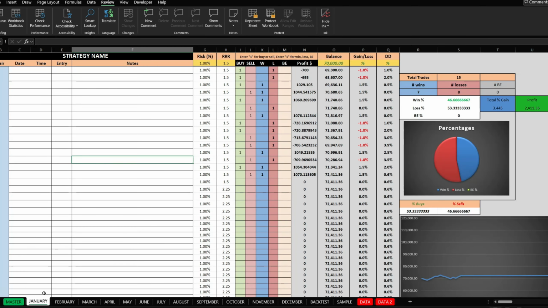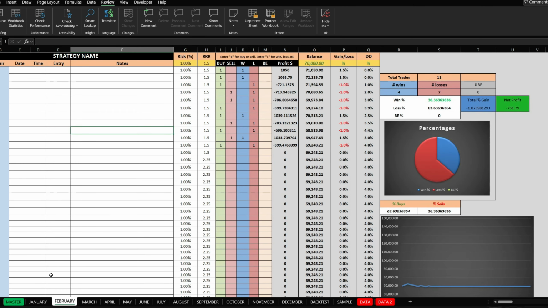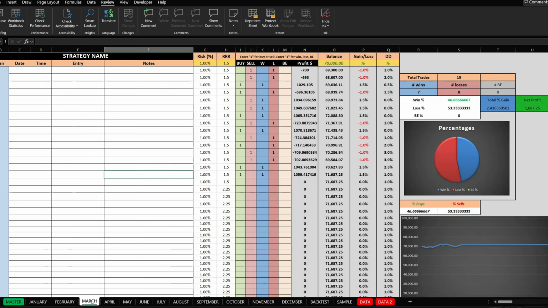Let's look at month by month. So January, started off with 2 losses, had a 3 trade win streak. Then we had a 4 trade losing streak. So we hit 4% drawdown in, I'm sorry, January. February was the month that we had a loss. We had a 4 trade losing streak in February.